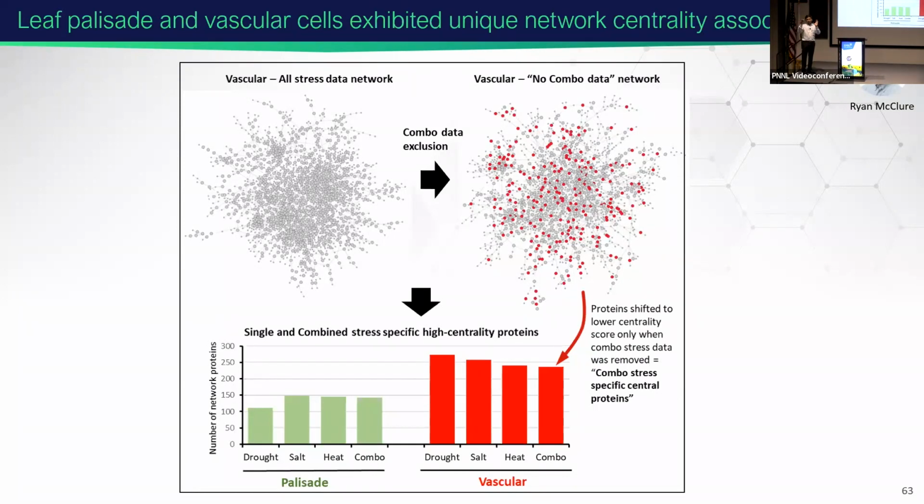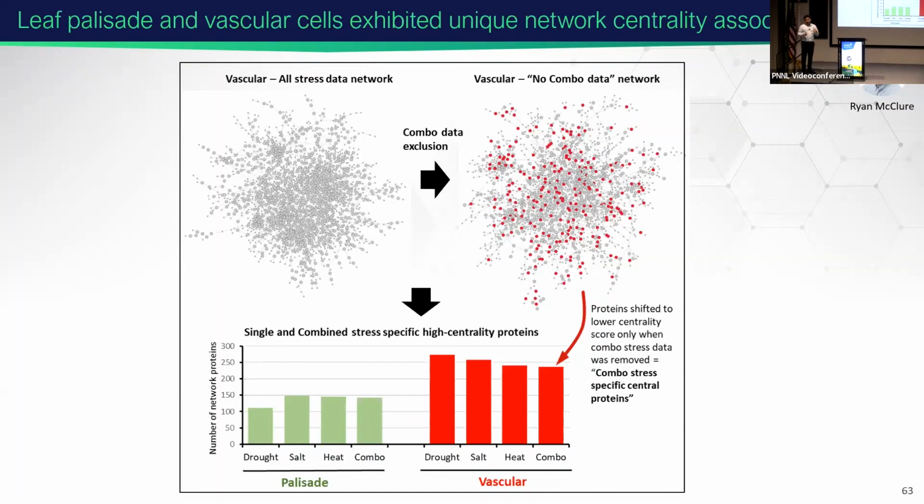And then when he removed a specific data, for example, when you remove a combination stress specific data, we found some proteins of high centrality shift to low centrality. And when he brought back the data, they regained their centrality. In other words, these are sets of proteins that are more correlated with combination stress specific proteins than with others. This is called the data exclusion approach. In this way, we found subsets of proteins that likely respond to a specific stress, such as combination stress.